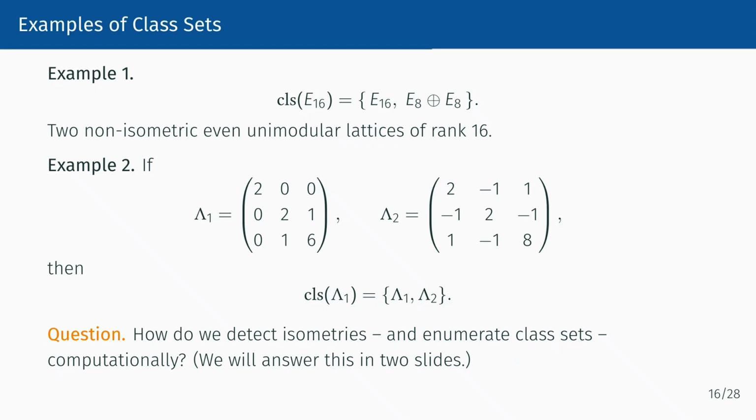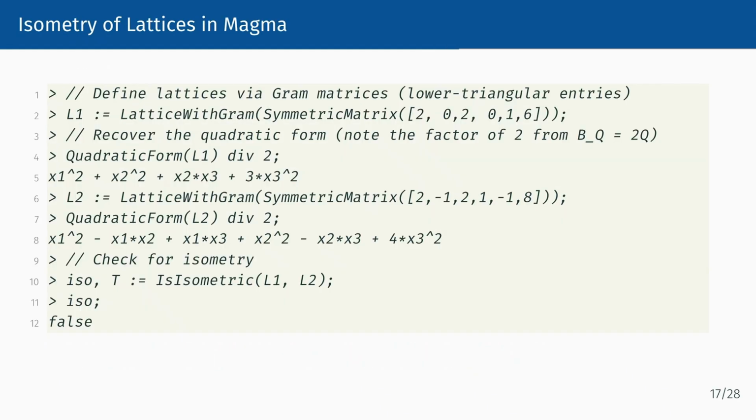Okay, and the question I'm going to ask you now is how we detect these isometries and how we enumerate these class sets computationally. So here's an example of how we test isometry of lattices in Magma.